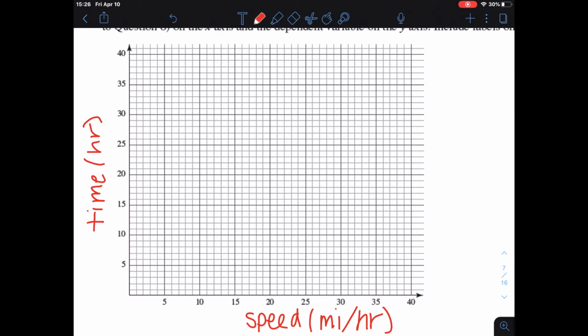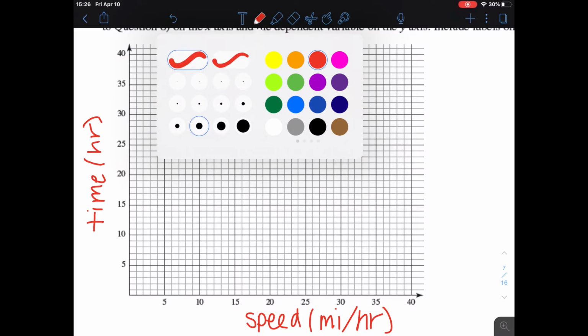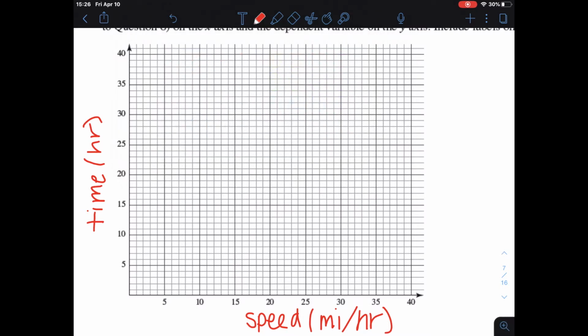So let's plot all of our different points. If you walk at 1 mile per hour, it's going to take you 40 hours to make this trip. 3 miles per hour, it's going to be 13.3, which is right around here. 5 miles per hour, it will take you 8 hours to make the trip. 10 miles per hour, you now take 4 hours to make the trip. 20 miles per hour takes you 2 hours. 40 miles per hour takes you 1 hour.